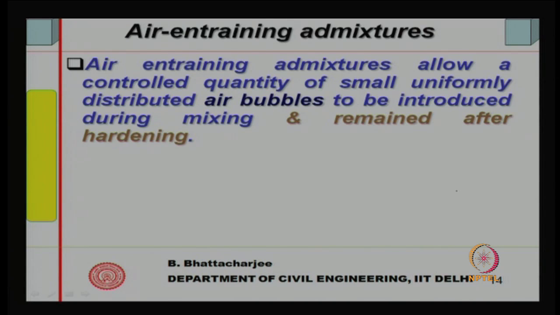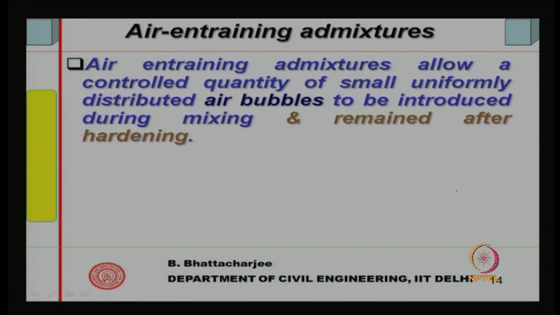So, this was the second variety. There are two varieties that we have seen other than water reducing agent: one is the retarders, and the second one is the accelerators. Now, the third variety is air entraining admixtures, largely used for freeze thaw resistance. We shall be looking at that when we look at durability of concrete, largely used to improve the freeze thaw resistance of concrete.